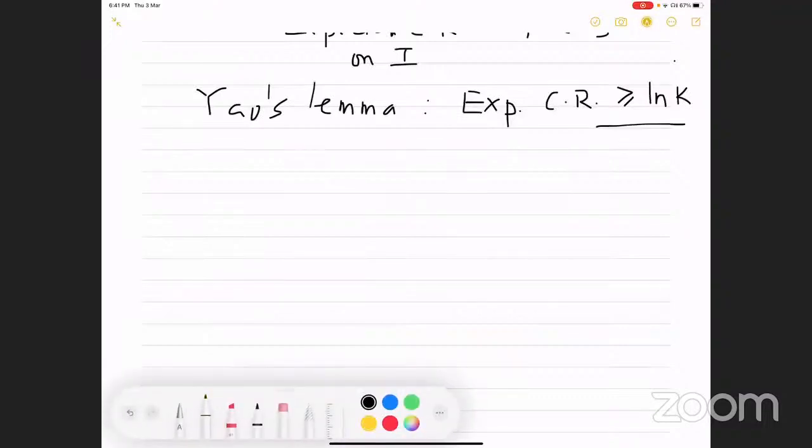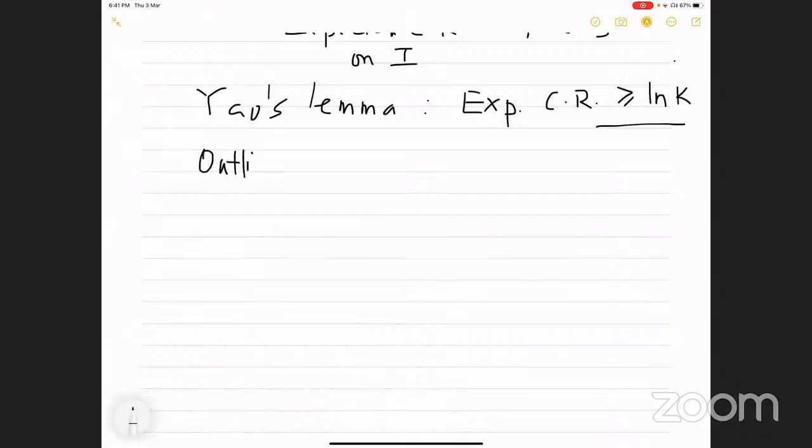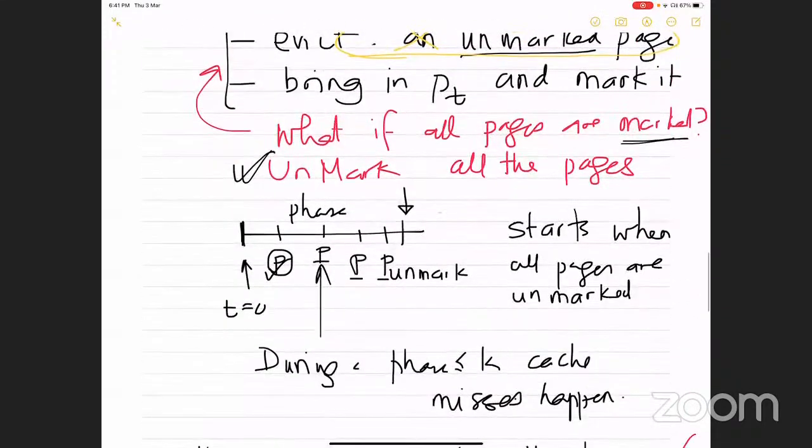I don't want to spend too much time on it because we'll look at other, more modern techniques. The outline of the proof is essentially that you again have these phases. If you go back to the earlier definition of a phase, it seems to depend on how the algorithm is behaving, because we say a phase starts when all the pages are unmarked. But if you think a little about it, it doesn't depend on the algorithm. A phase will end when you have requested exactly k plus 1 distinct pages.